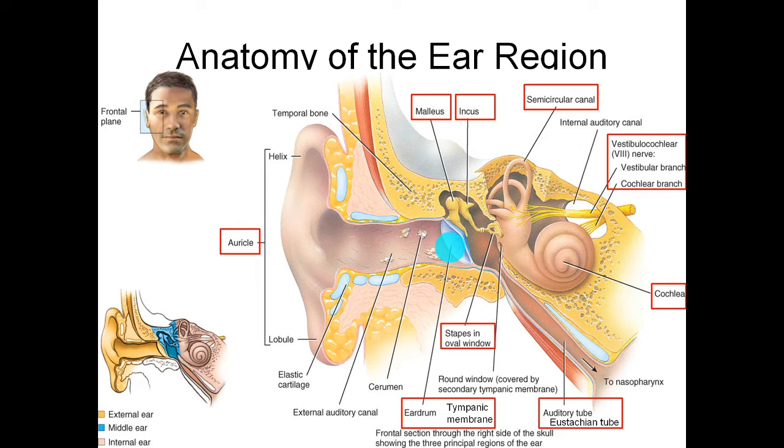And that's kind of like having a hole in the head of a drum. It doesn't beat as good, right? So there will be some hearing loss with that. Okay, so now we're ready to move into our inner ear.